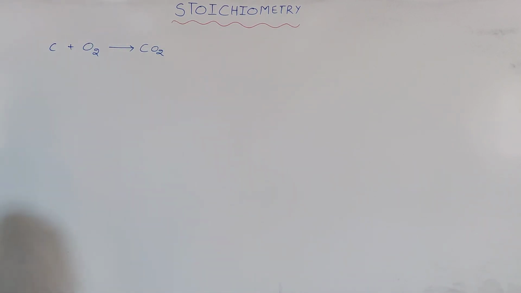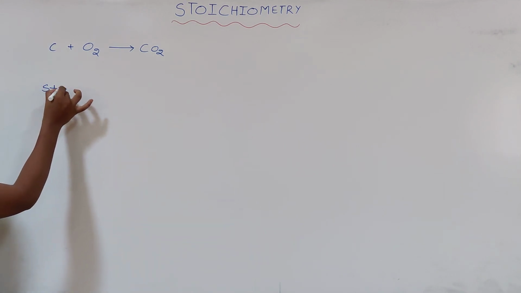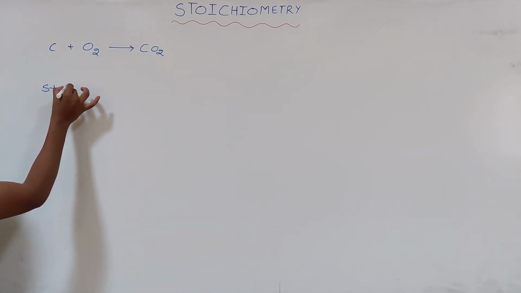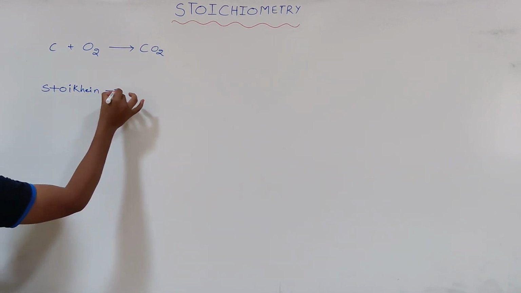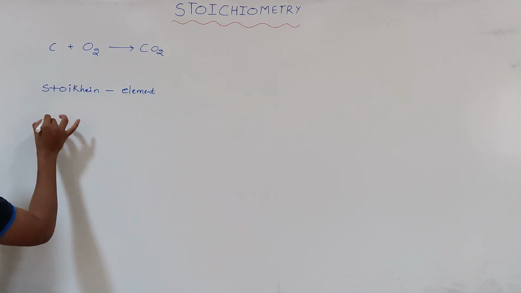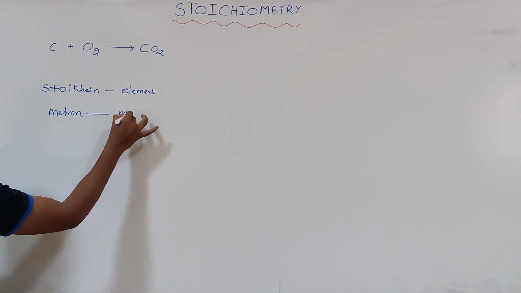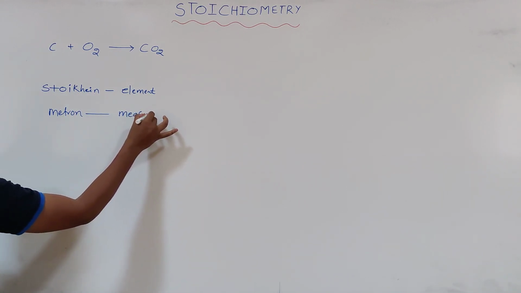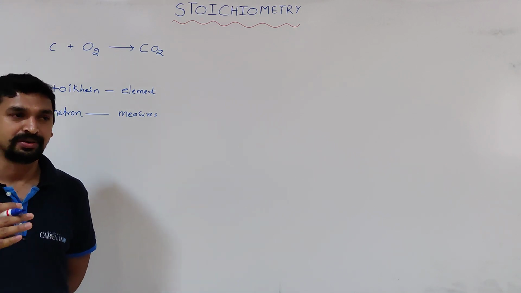Stoichiometry is a Greek word. It is a combination of two words. One is stoichion. Stoichion means element in Greek, and metron means measures. This is the actual meaning of stoichiometry. So in this chapter, we can discuss one by one.